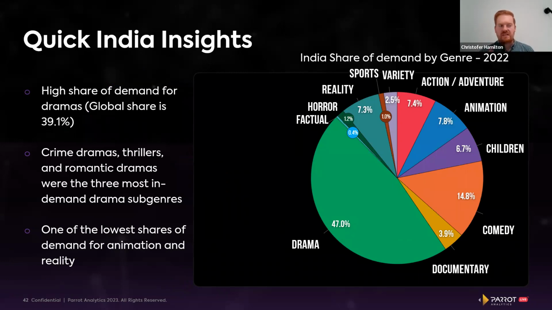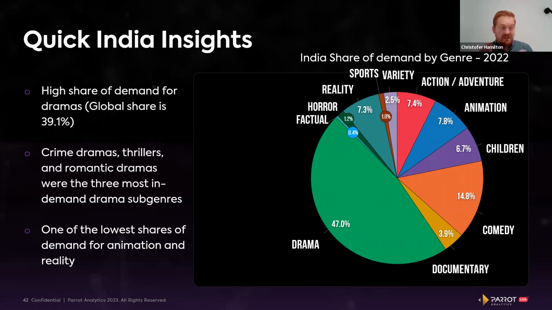So 47% of demand for the year for series was for drama. That's really high when you compare it to the global share of demand for this genre, which is 39.1%. So 47% is well above that. And if India were a market in our report, it would have had the largest share of demand for dramas.